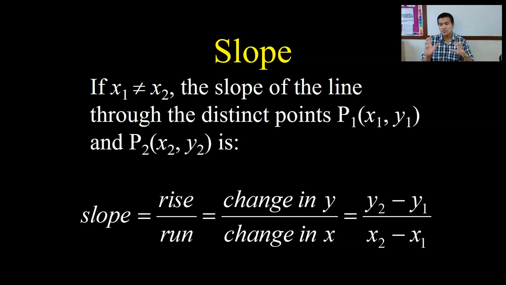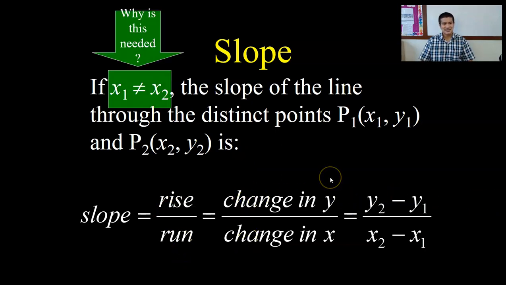Just find the 2 points, and each point has one ordered pair, right? So x sub 1 and y sub 1, and then the other one is point 2, with x sub 2 and y sub 2. Therefore, the change in y over the change in x, or the rise over the run. Rise and run, right? Okay, let's see.